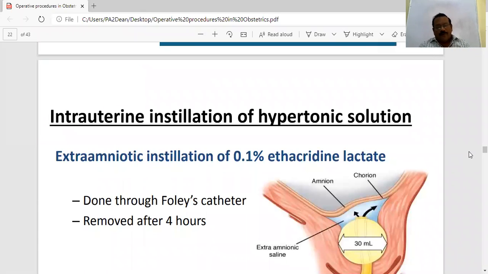Coming to the other means of induction of abortions, intrauterine instillation of hypertonic solution, extra-amniotic instillation of 0.5% ethacridine lactate, done through Foley catheter, removed after 4 hours. So we'll put in a Foley catheter inside the cervix into the uterus. Then we'll inject distilled water or normal saline, about 30 ml, into the Foley catheter. Then we'll put 0.1% ethacridine lactate, and remove the catheter after 4 hours. Then the process of abortion takes place.